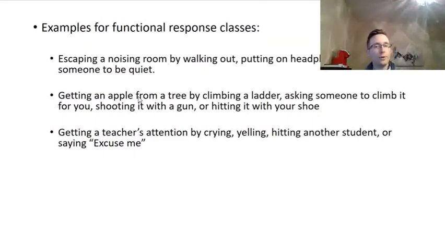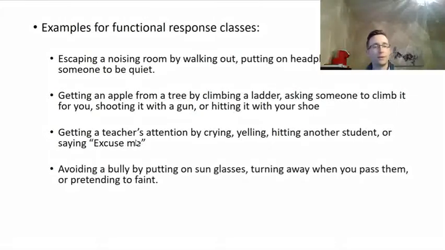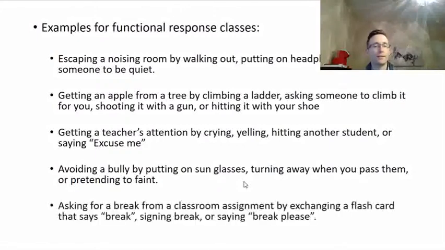But if we look across the three, these are three behaviors, right? Although I've listed like 9 or so or 10 different topographies or responses here, there's only 3 behaviors or 3 functional response classes. This one is behavior that produces escape from noise. This is behavior that produces an access to an apple. This is behavior that produces access to a teacher's attention. Avoiding a bully by putting on sunglasses, turning away when you pass the bully, or pretending to faint when the bully's around. All right, functional response class. Asking for a break from a classroom assignment by exchanging a flashcard that says break, signing break, or saying break please. All right, let's do some ASRs.